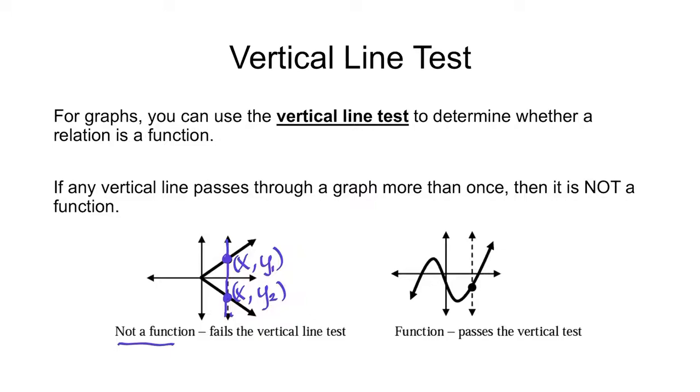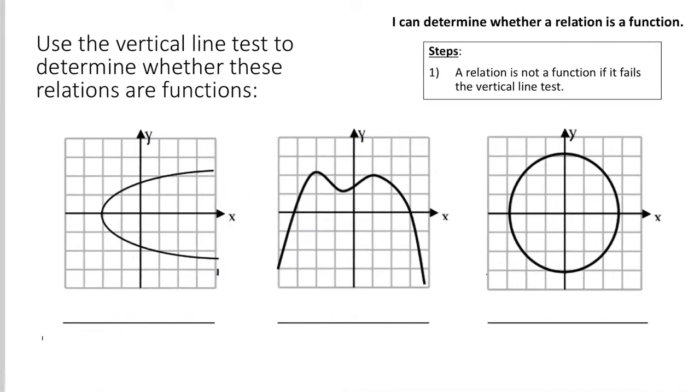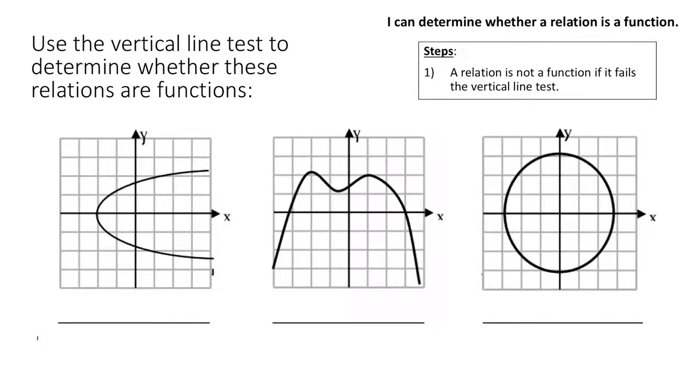Notice in this graph we have a function, because if I draw vertical lines, it doesn't matter how many I draw, they'll only pass through the graph once. Okay, so if a vertical line passes through a graph more than once, then it is not a function. If you can only draw lines that pass through once, then it is a function. So let's use the vertical line test to determine whether these relations are functions.